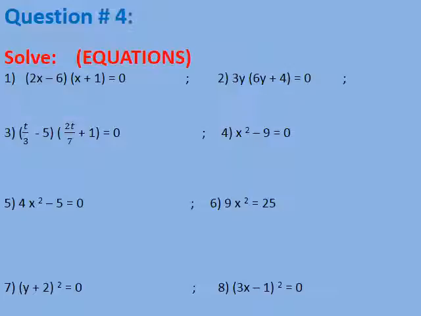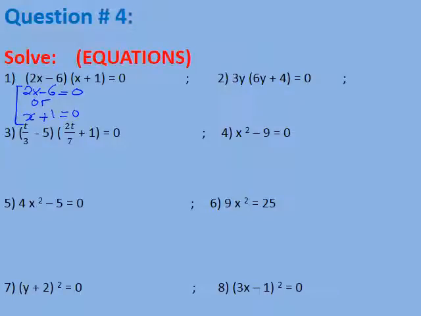Equation number 1, we have (2x minus 6) times (x plus 1) is equal to 0. Here we have two terms multiplied together equal to 0. Hassan, how can we solve this equation? How many solutions do we have? Two solutions. Either 2x minus 6 equals 0, or x plus 1 is equal to 0.